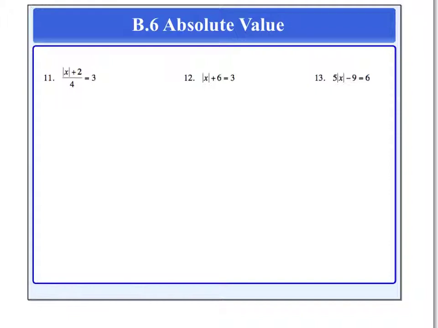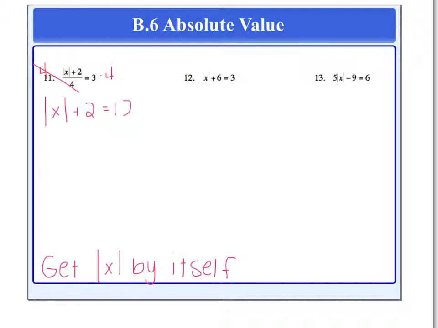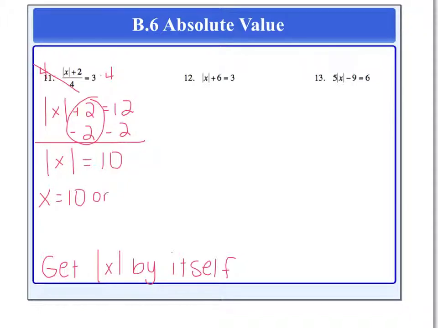Now we've got some multi-step equations, and it's important, again, to get the absolute value of x by itself. Okay, so here we're first going to have to multiply by 4, which leaves us with the absolute value of x plus 2 equaling 12. Now our absolute value is not by itself yet, so we still have to subtract 2 from each side, which is going to leave us with the absolute value of x equaling 10. So x could equal 10, or x could equal negative 10. Again, still opposites.